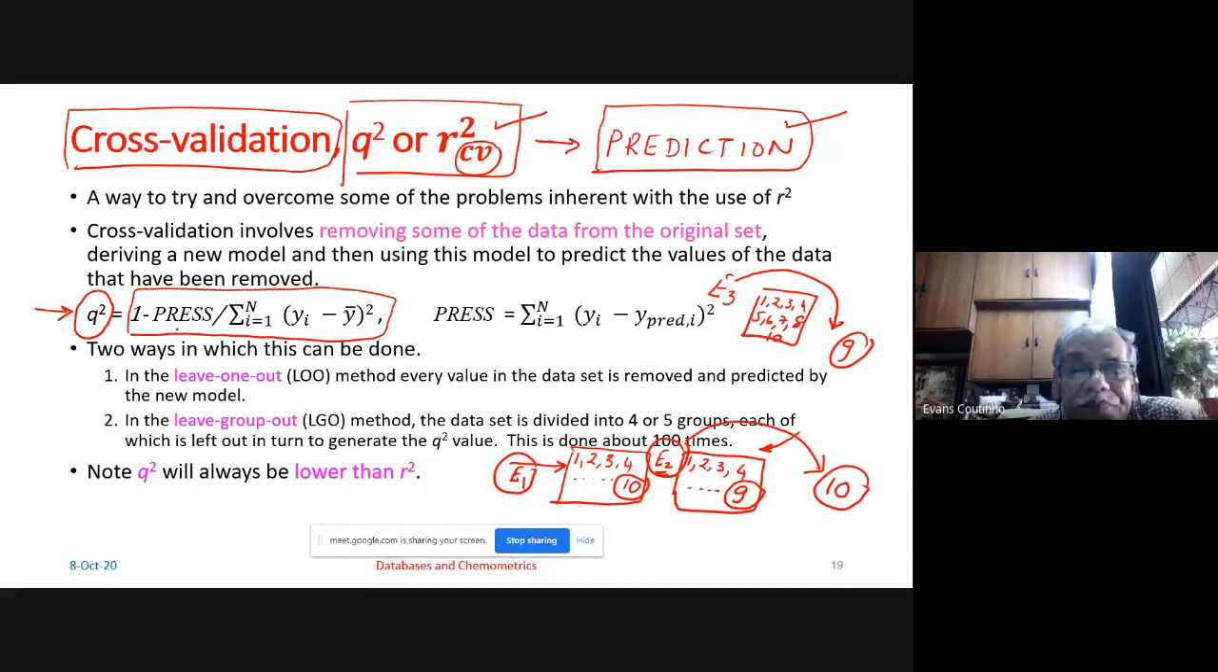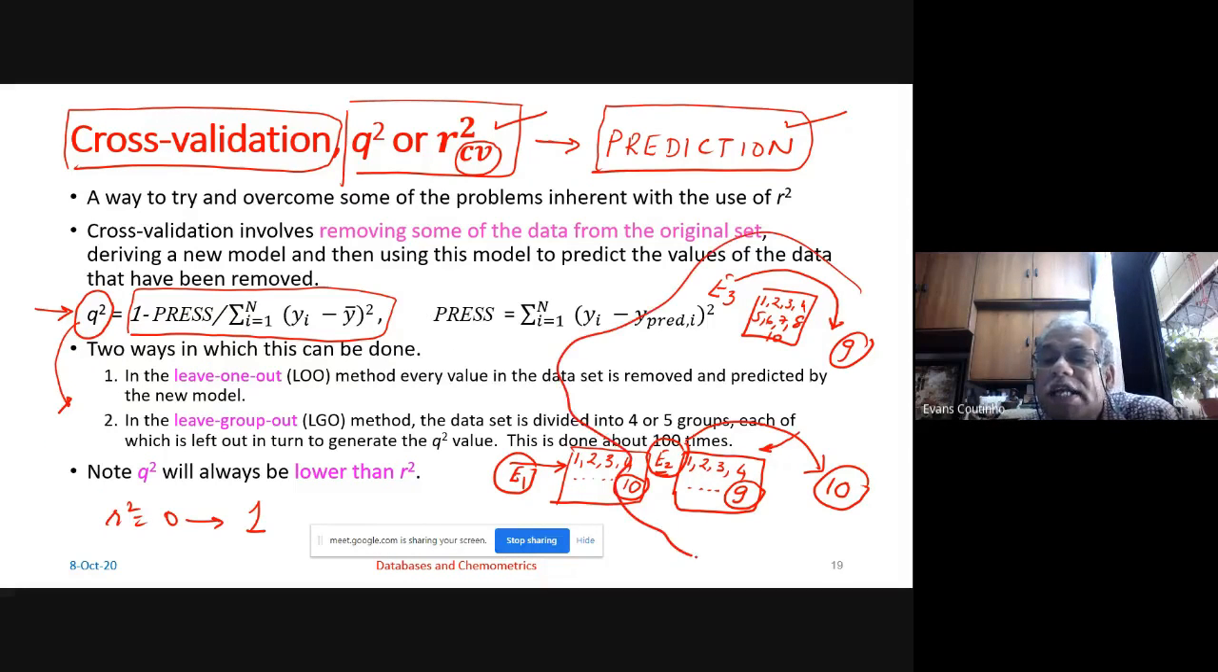Now the Q square, like the R square, will turn out to be some number. You know that R square varies from 0 to 1, so Q square also will give you a value from 0 to 1. Q square comes from all of these models that I've developed. Several hundreds of these models I would have developed, every time taking out some molecules, leaving them aside, and predicting their activity. And from that, I can calculate a Q square using this equation.